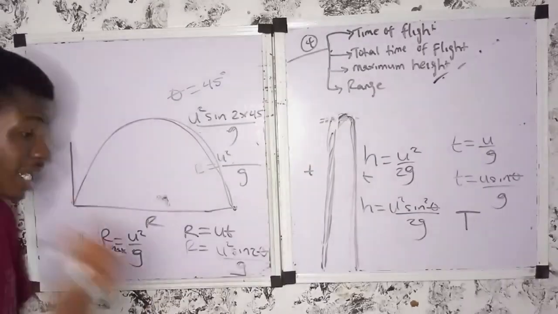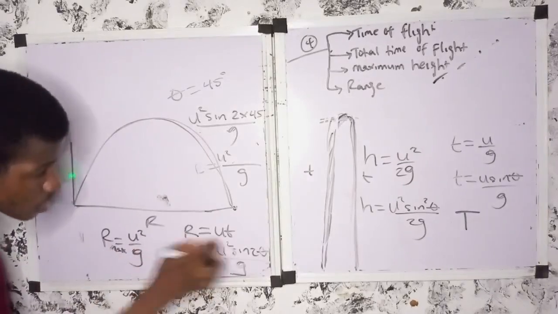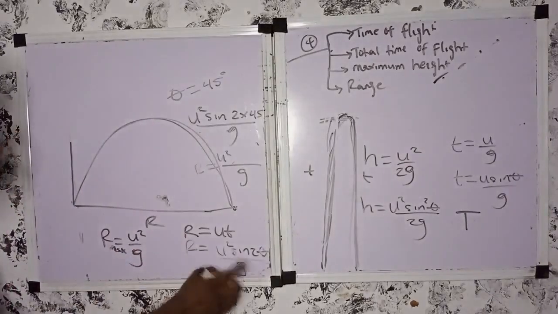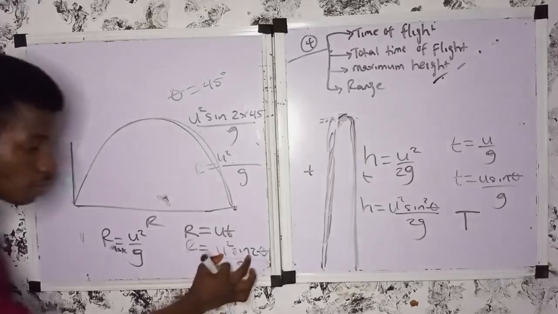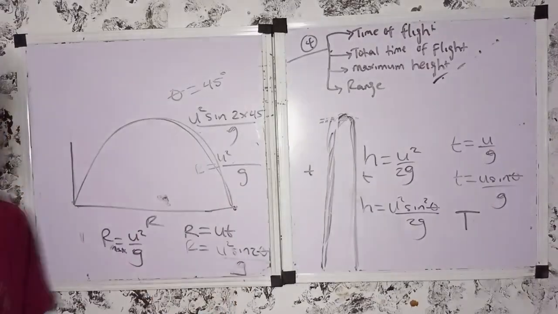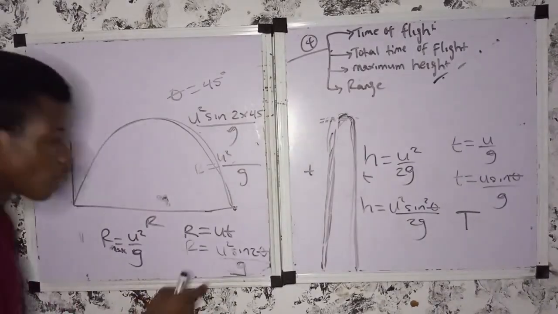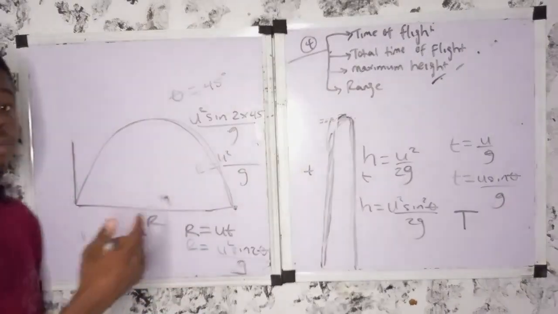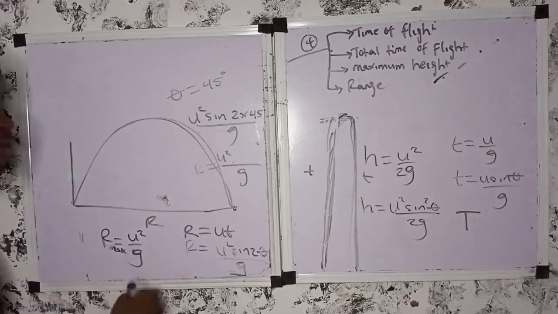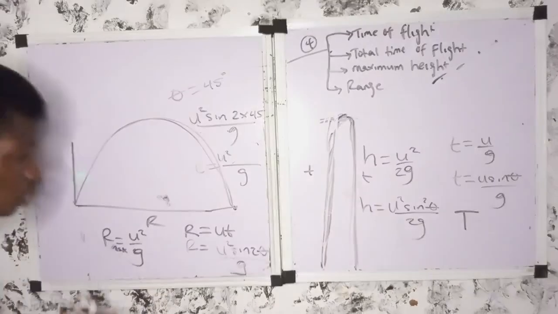When I give a particular question, they also calculate for the range, and they place an angle in that question. Use this formula when it involves an angle. When they just say to calculate for maximum range, use this formula. When it involves an angle, use this one. Then this other one, when they give you velocity and they give you time, they say calculate for range, use this one.